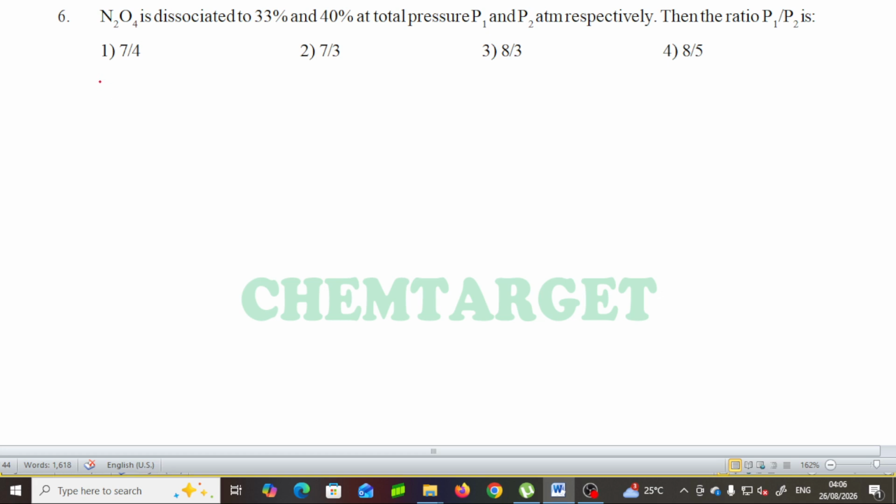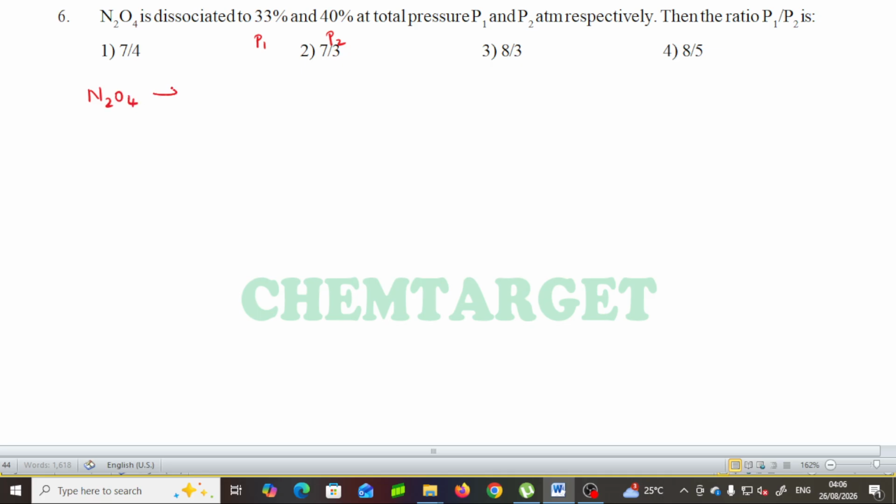N2O4 is dissociated to 33% and 40% at a total pressure P1 and P2 atm respectively. Then the ratio of P1 by P2 is? They have shown that P1 is the total pressure when N2O4 is dissociated by 33% and P2 is representing the total pressure when N2O4 is dissociating into 40%. So first let us write the equation.